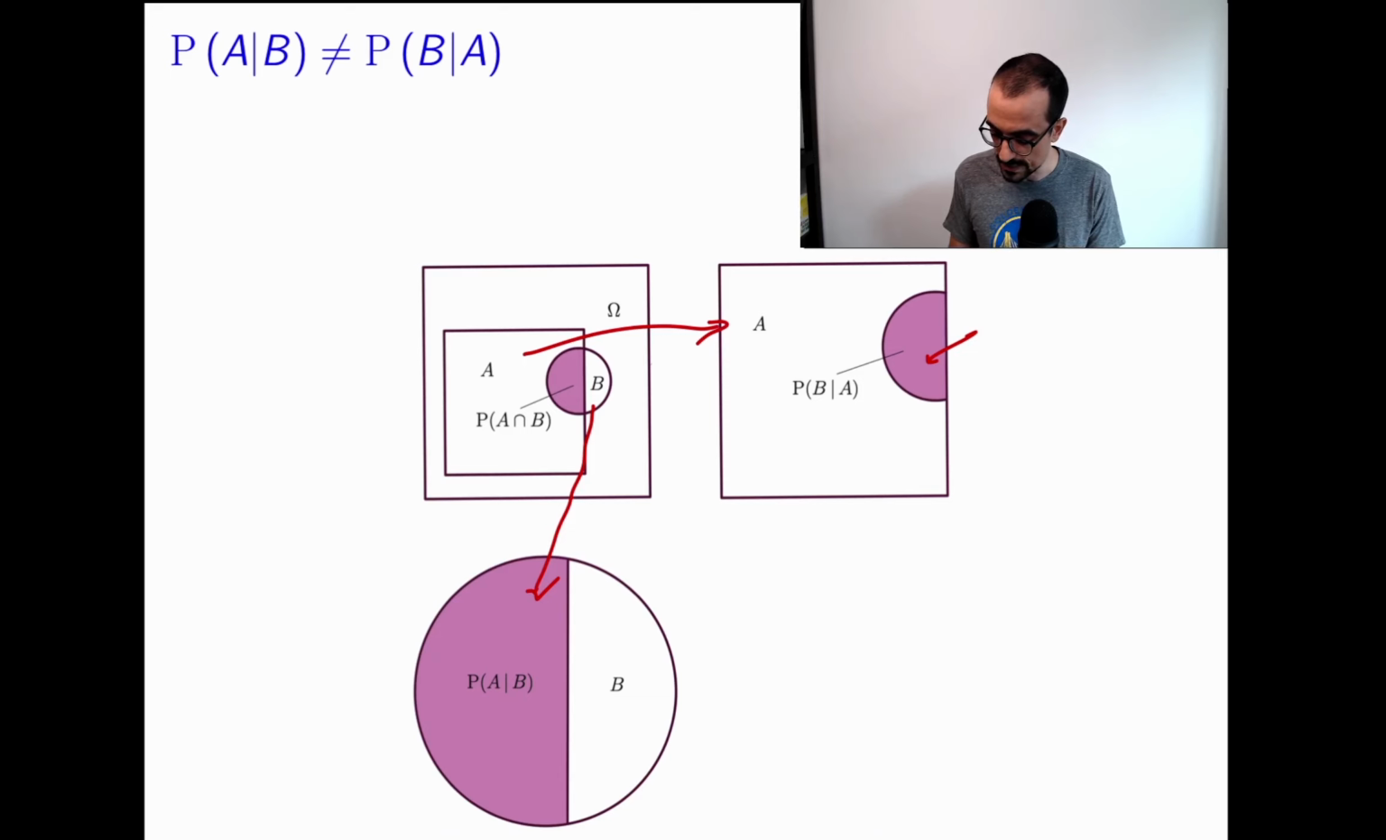what fraction of the event of interest is taken up by the intersection. Okay, and the intersection takes up a large fraction of B. It does not take a large fraction of A. Okay, so hopefully this visual representation allows you to understand the asymmetry between the two conditional probabilities better.